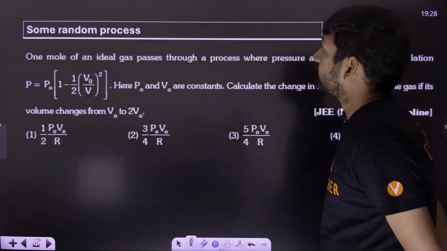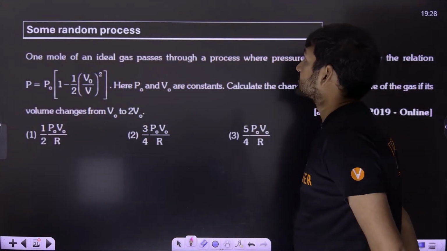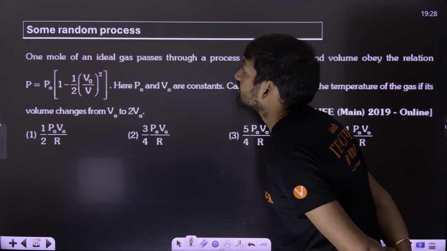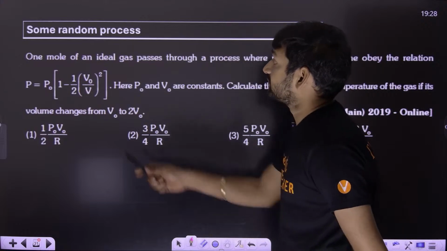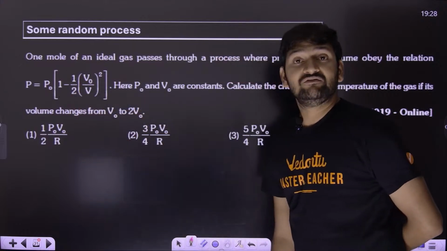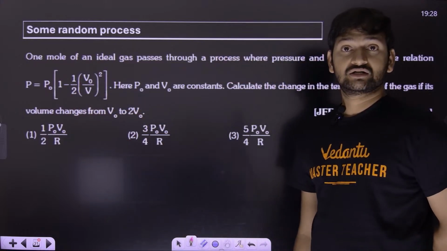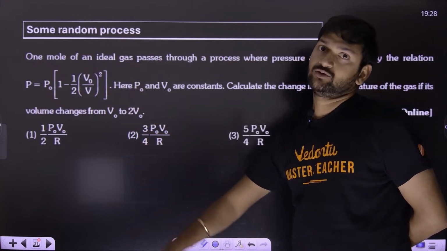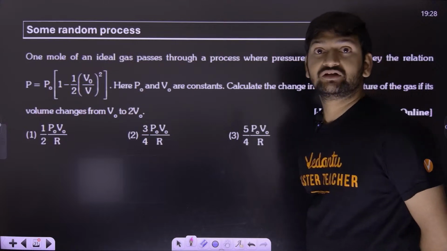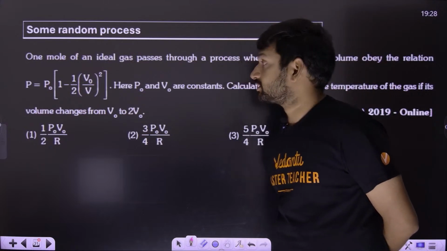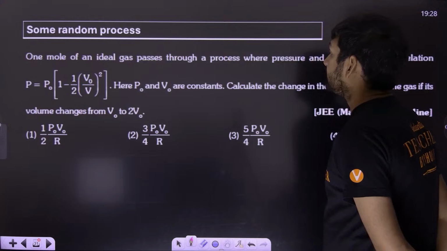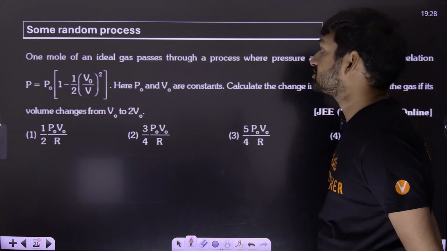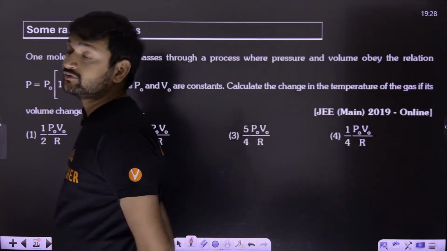See, they said that 1 mole of an ideal gas passes through a process where the pressure and volume obey the relation like this. If you look at this one, you can't write it as PV power x is equal to constant. So not everything can be written as PV power x is equal to constant. Here P0 and V0 are constants. Calculate the change in temperature of the gas if its volume changes from V0 to 2V0.